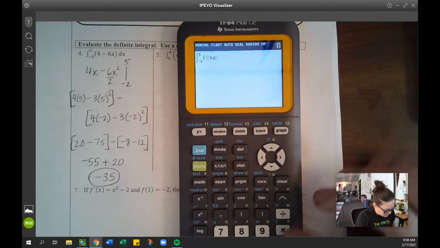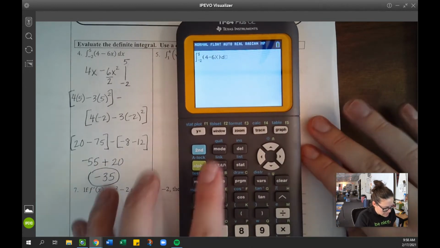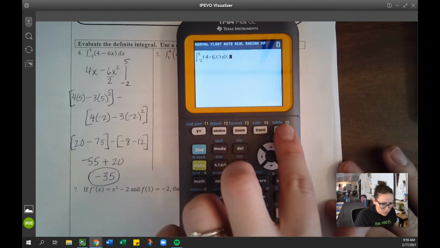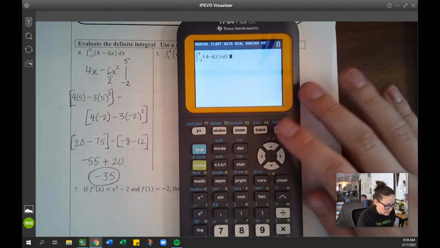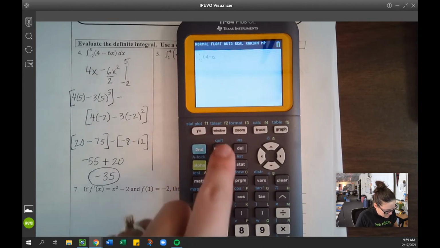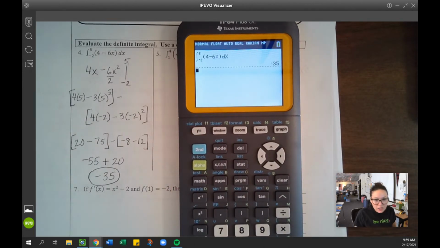Negative 2 to 5 of 4 minus 6x. Now this is just a line. It's a linear function. So if we wanted to, we could calculate the area under the curve because it's going to be some sort of triangle and trapezoid kind of shape. Oh, I don't want to graph it. And there we go. We get negative 35. Okay.